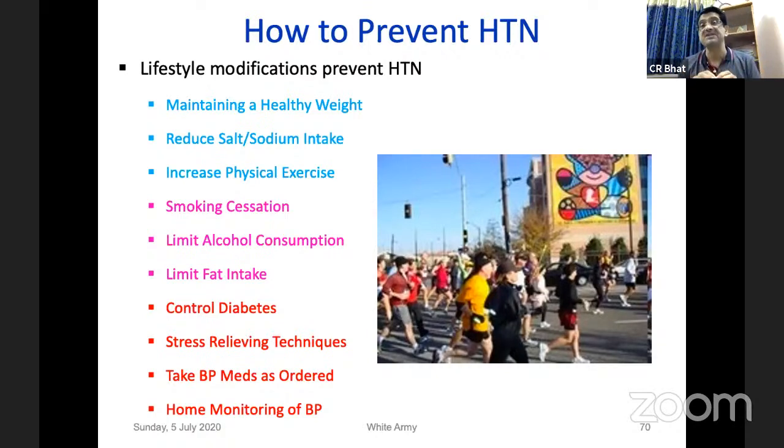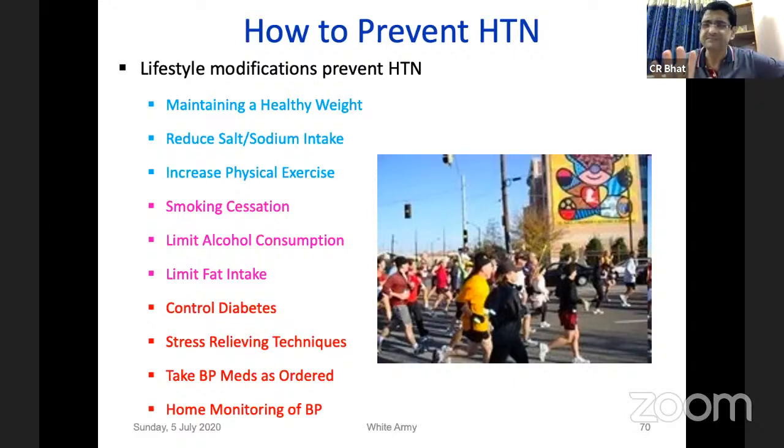And if the patient is hypertensive, they should take the BP medications as ordered by the doctors. That has to be counseled to the patient, re-emphasized, and the patient should be told to monitor their home BP. Even for those who are not hypertensive, it is always wise to record the blood pressure.